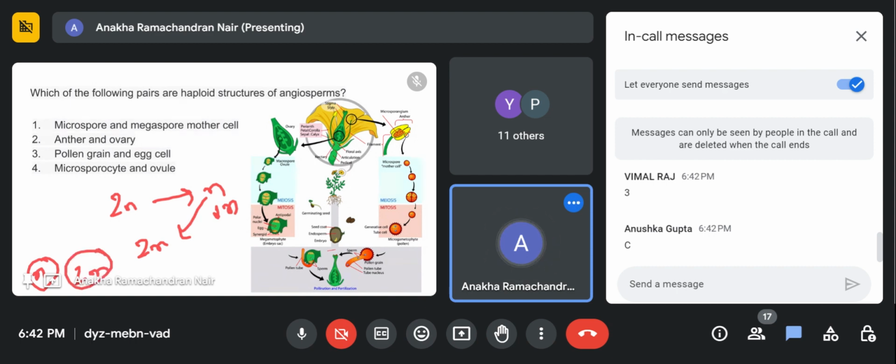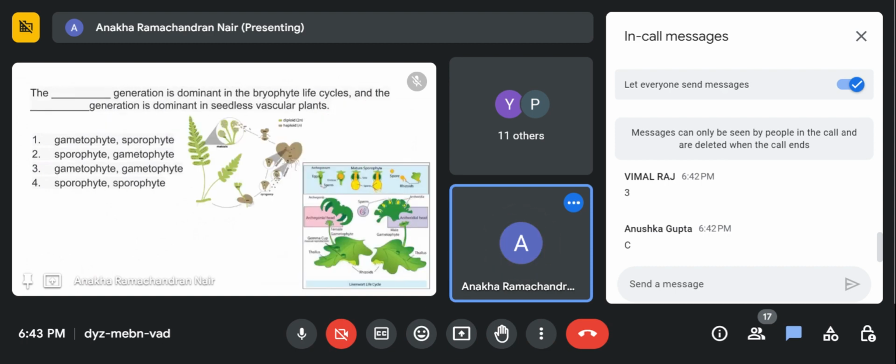So of the following pairs, which are haploid structures of angiosperms? Angiosperms are flowering plants, right? So that means their reproductive organs are flowers. In that case, the haploid structures, or structures which have only one set of DNA, are pollen grain and egg cell. Alright, let's move on to the next question.